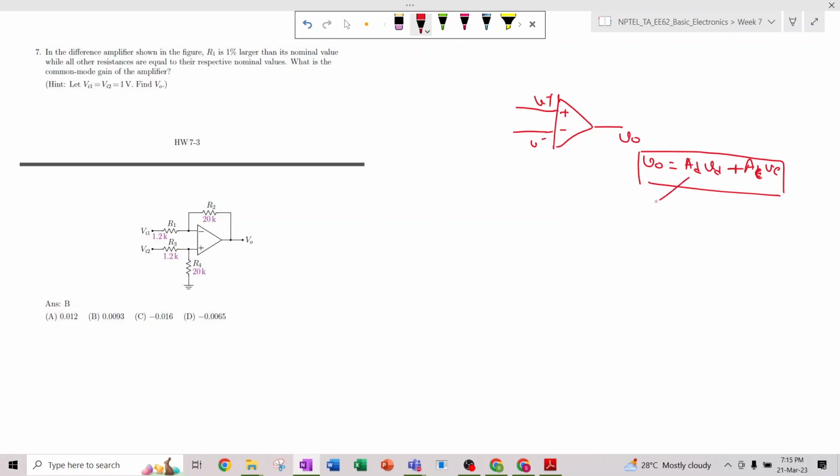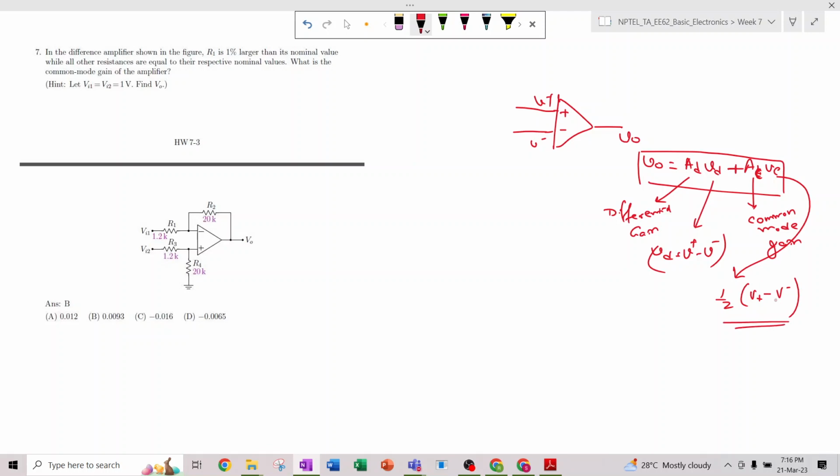So this AD means differential mode gain or differential gain. VD is nothing but the differential signal, meaning VD is V plus minus V minus. That is the difference signal that is applied. AC is the common mode gain, and this VC is half of V plus plus V minus.